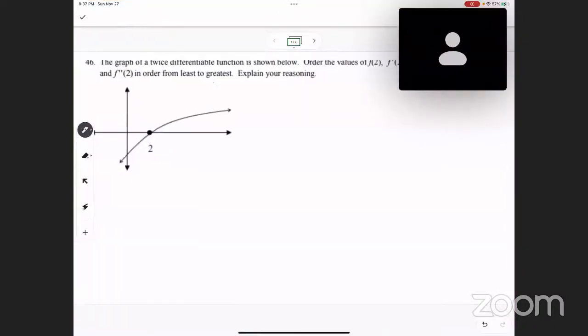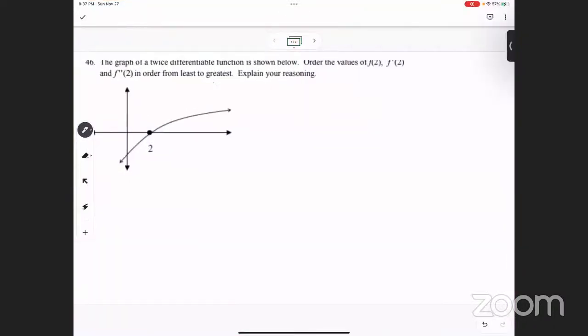All right. So we are doing calculus AB here. And let's see, this first problem says the graph of a twice differentiable function is shown. Order the values f of 2, f prime of 2, and f double prime of 2 in order from least to greatest, and explain your reasoning. So what is f of 2?